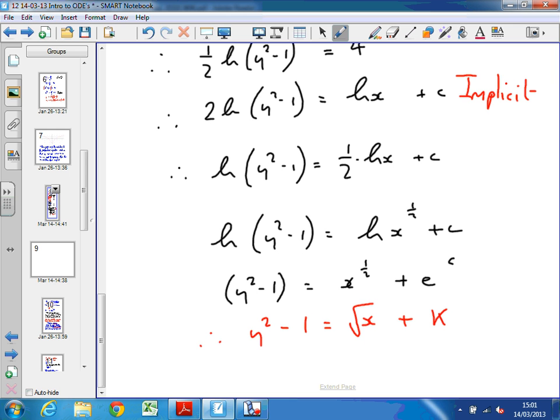Well, now I could take the 1 over here and then square root both sides, and I could get y. So I've done the hard work now, haven't I, to get y on its own. So I can now rewrite it as y equals something. And we need to think about how we get this value for k.